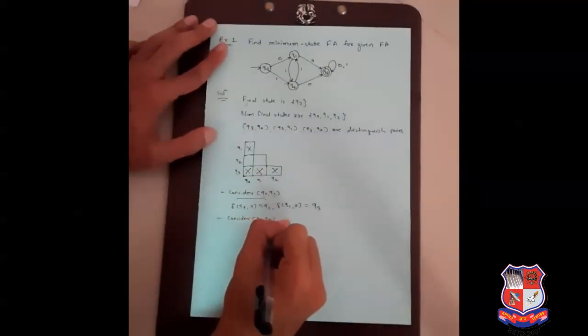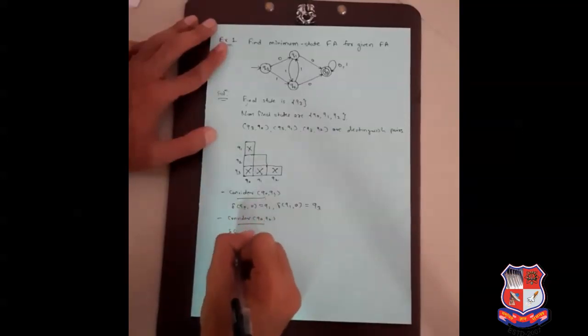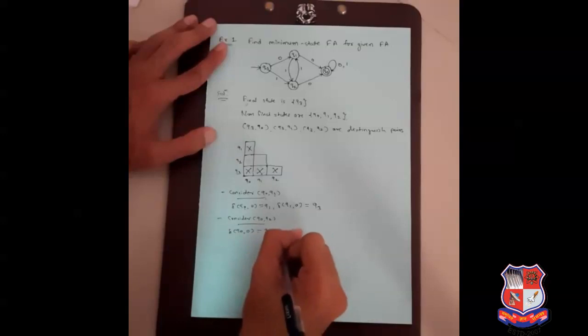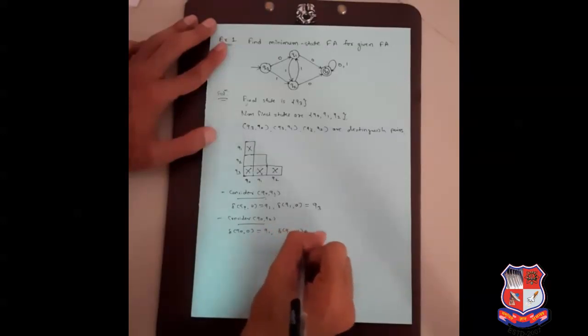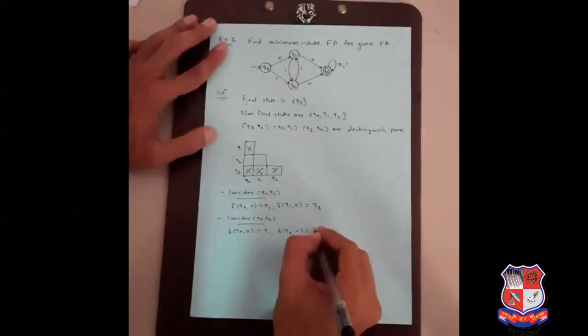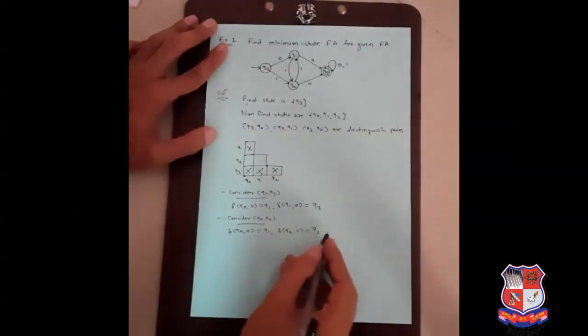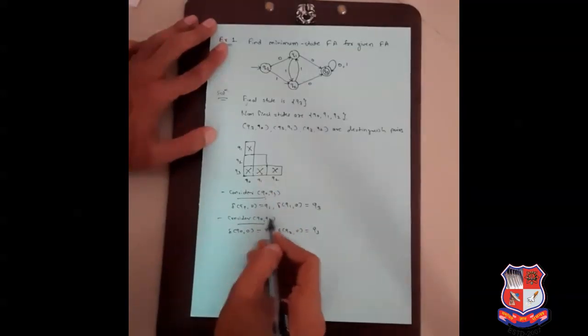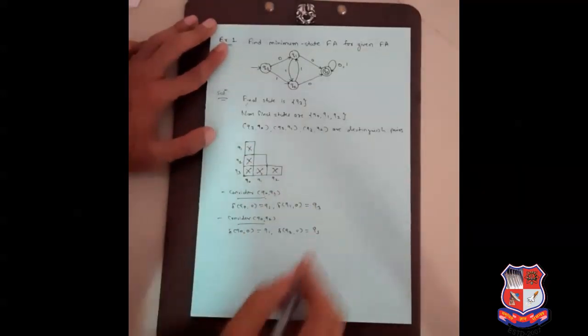Consider Q0, Q2. In the same way, find the transition: delta of Q0, 0 is equal to Q1 and delta of Q2, 0 is equal to Q3. Again the answer is Q1, Q3. That is already marked Q1, Q3. So we can mark Q0, Q2 like this.